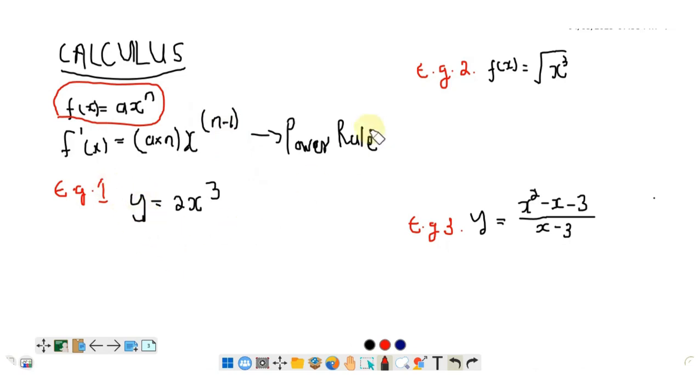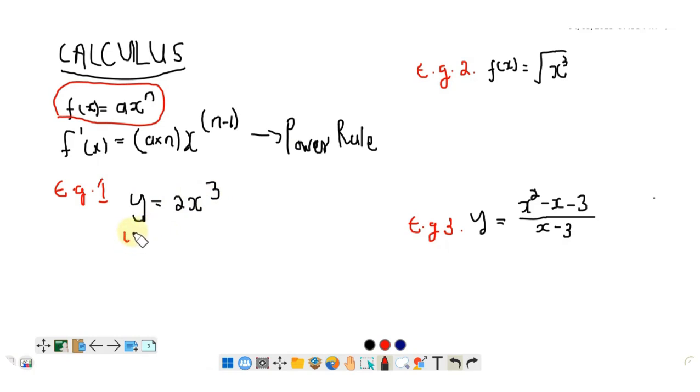So we have examples here. I've written 3 examples down. We're going to use them to practice the application of this rule. On the first example, you have y is equal to 2x cubed. So we have to derive this.